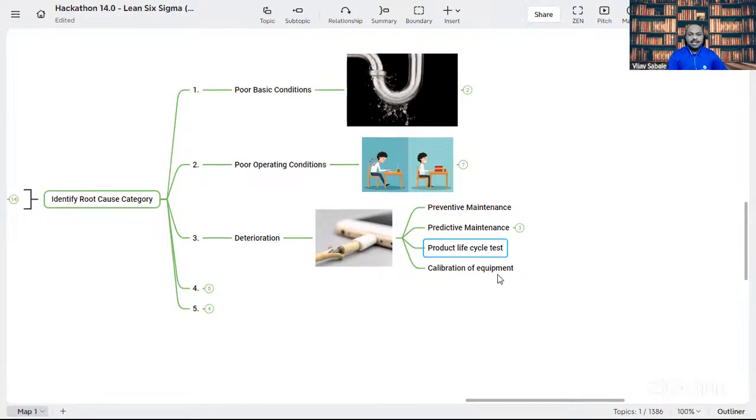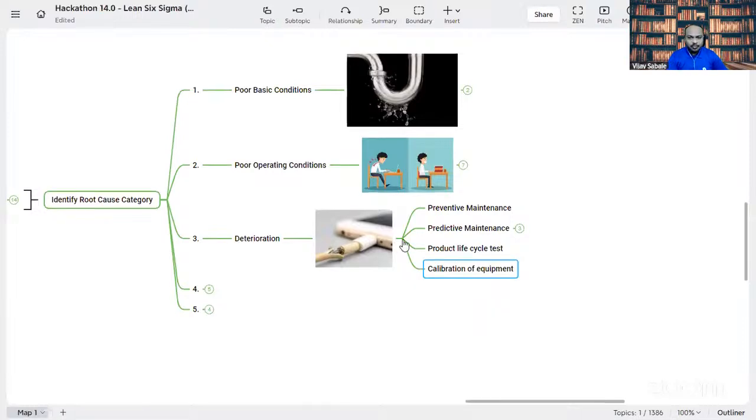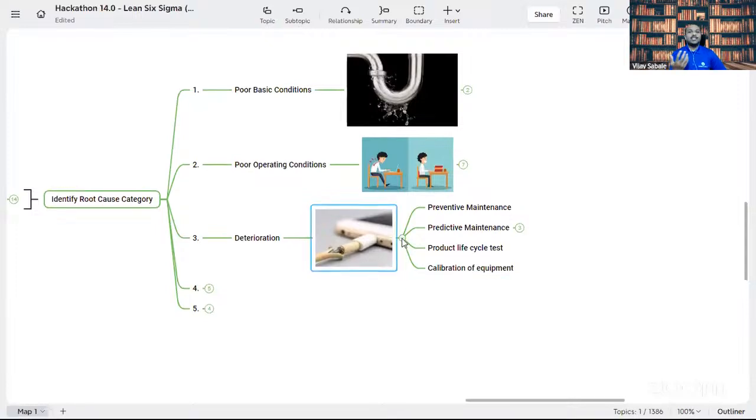Another is the calibration of equipment. Periodically we need to do that because some deterioration is going to happen. This is not a limited list, right? I'm just giving you some examples to give you clarity on what deterioration is and how we can address that deterioration.